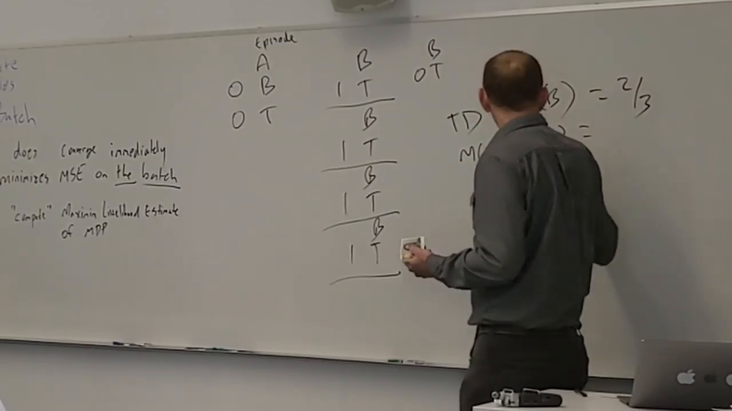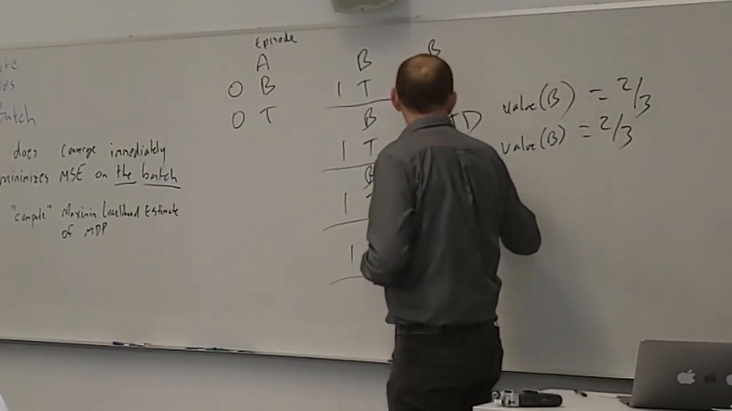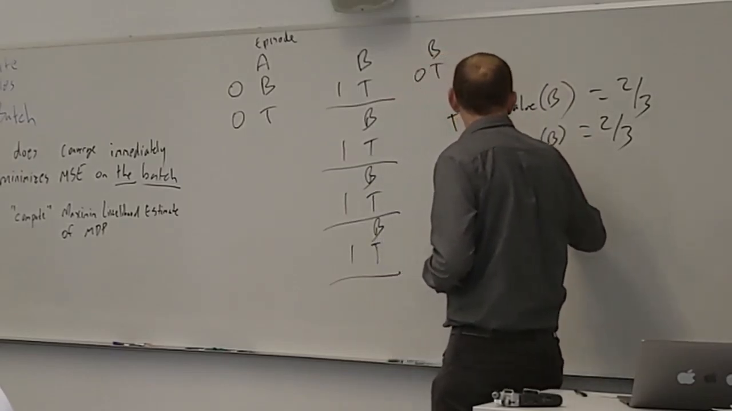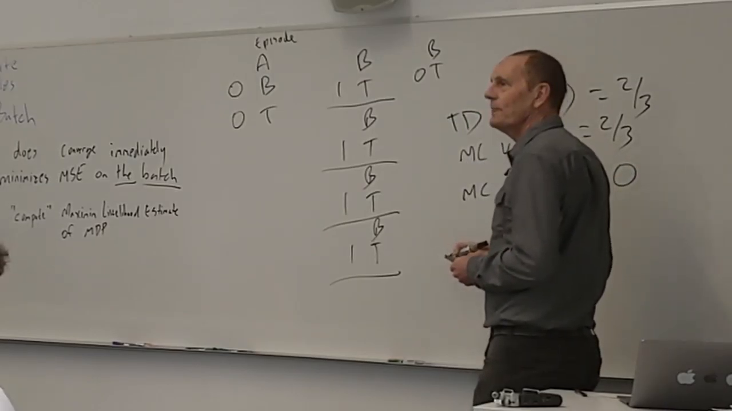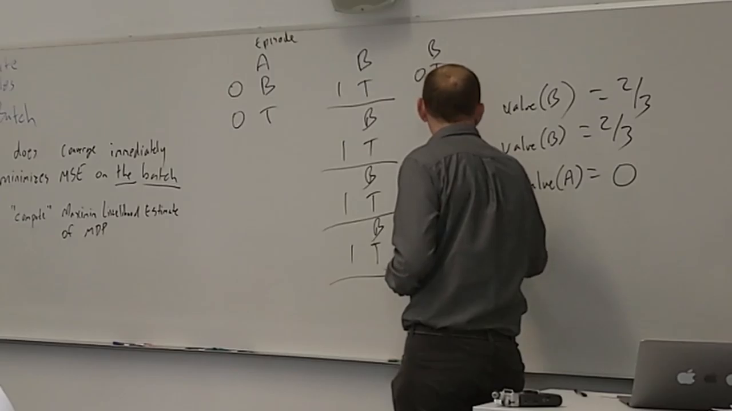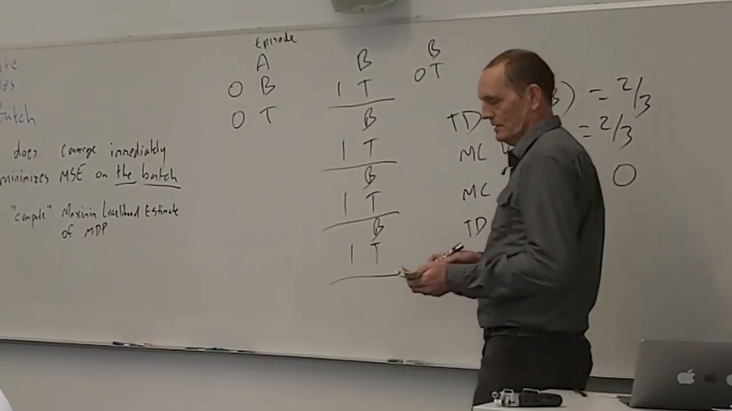Would it not just be the same? Yep, I agree with you. It's the same, right? Now for A, Monte Carlo of A, I'll take that one and I'll say that's a 0. And now we get the question of TD of A.